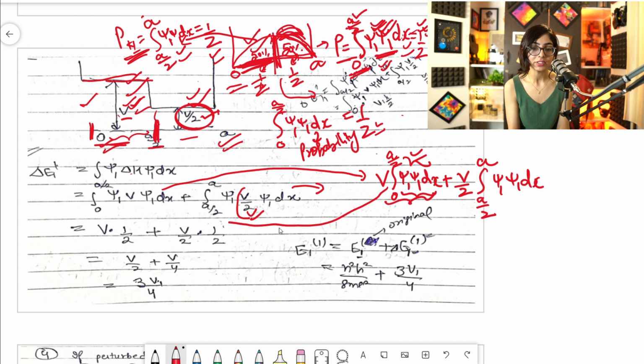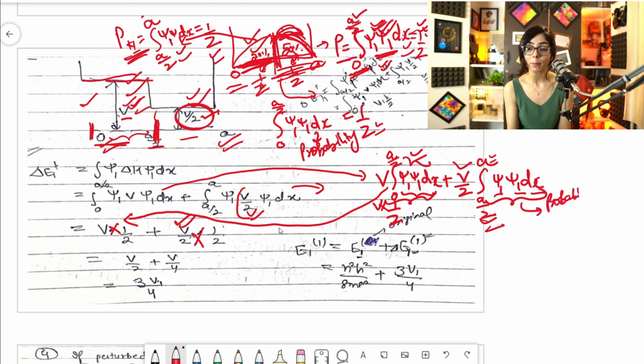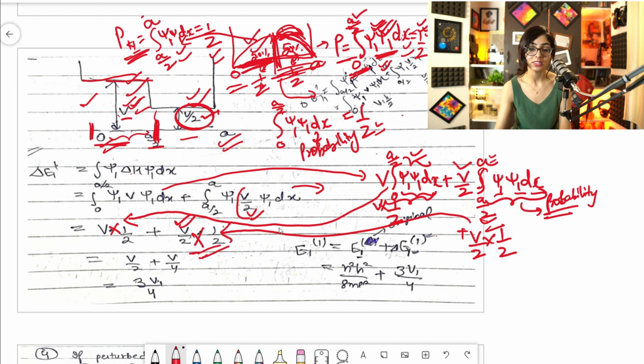So what I have done, I have written over here v into half. Clear? Similarly, v by 2 is already there, I have written v by 2, and then again this expression is the probability in the second part of the region. Second part is a by 2 to a and psi1 dx. This is the expression of probability, and you know the probability in this region is 1 by 2 again. So what you'll write? V by 2 into 1 by 2. So that's what I have written over here. V by 2 into 1 by 2. I hope this is clear to you.